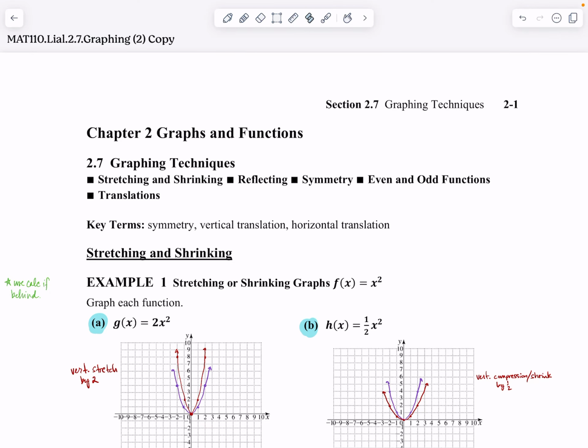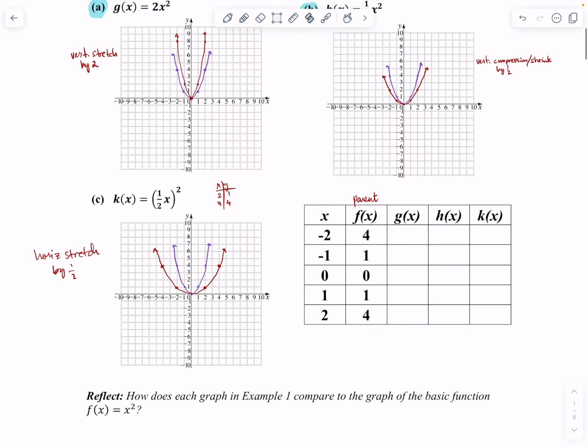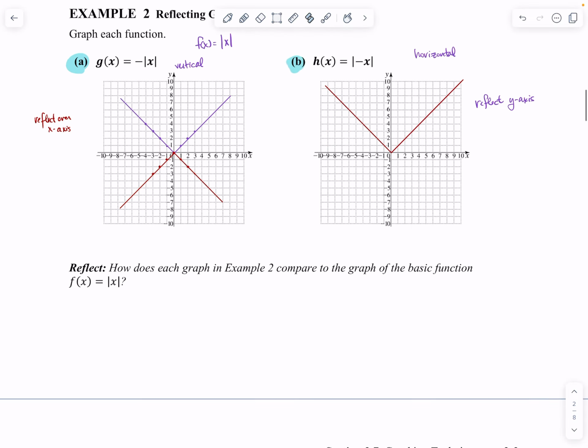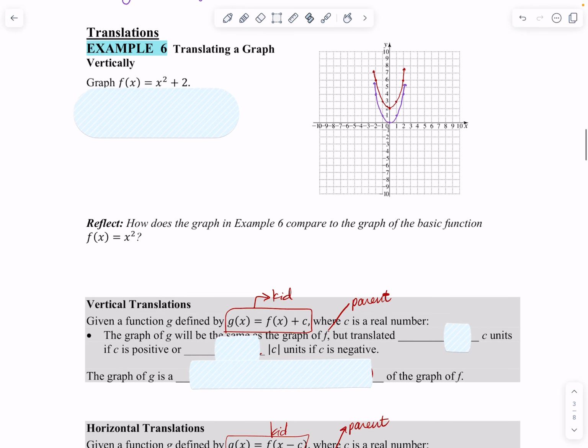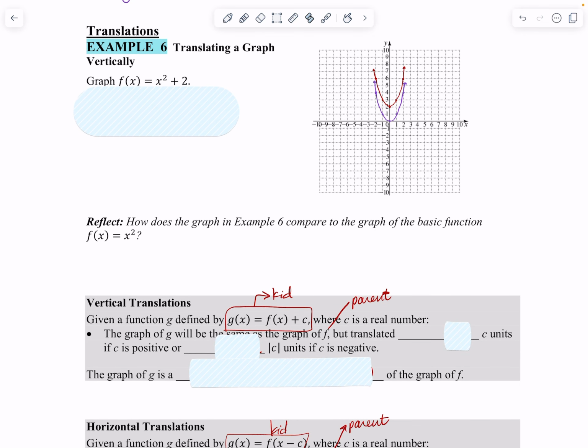Hey folks, so we are back at section 2.7, the second part. So if you will go down in your notes, right underneath reflections, we're gonna work some examples here. And we're gonna deal with translating a graph vertically.